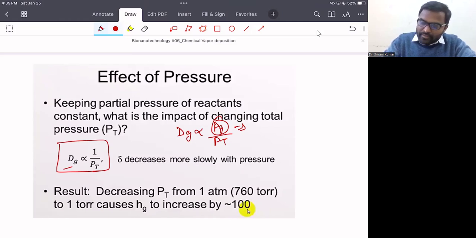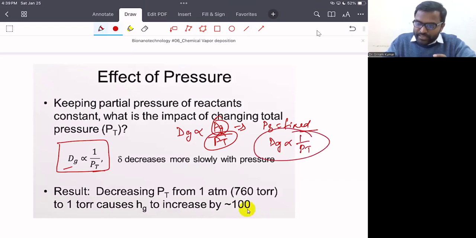So if we have that this one is fixed, the PG is fixed here. So in this case, we have only one variable, and here we have this variability with the total pressure. So in the total pressure, let's understand the effect of the pressure if you want to decrease it from one ATM to one torr total pressure. In this case, the Hg is increased by 100-fold.